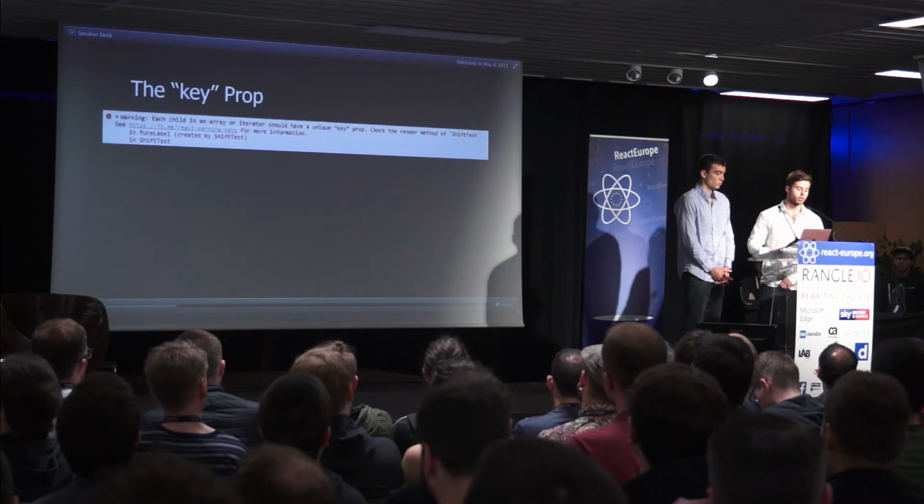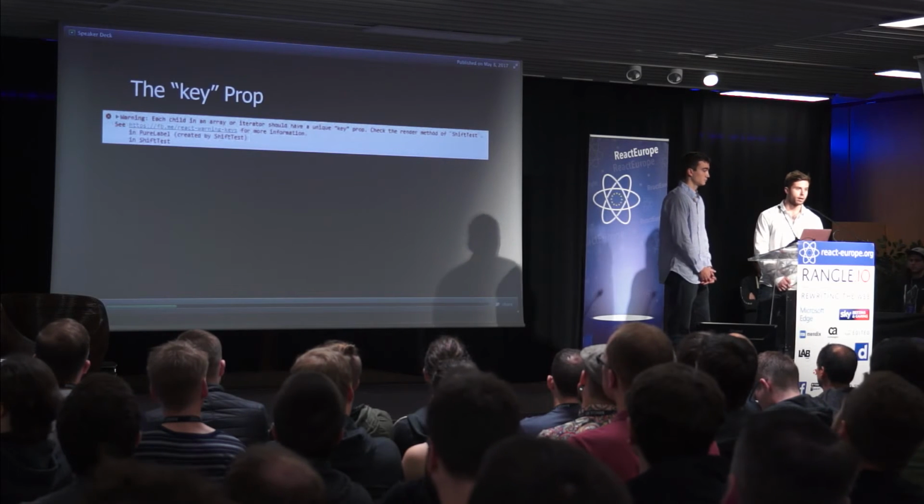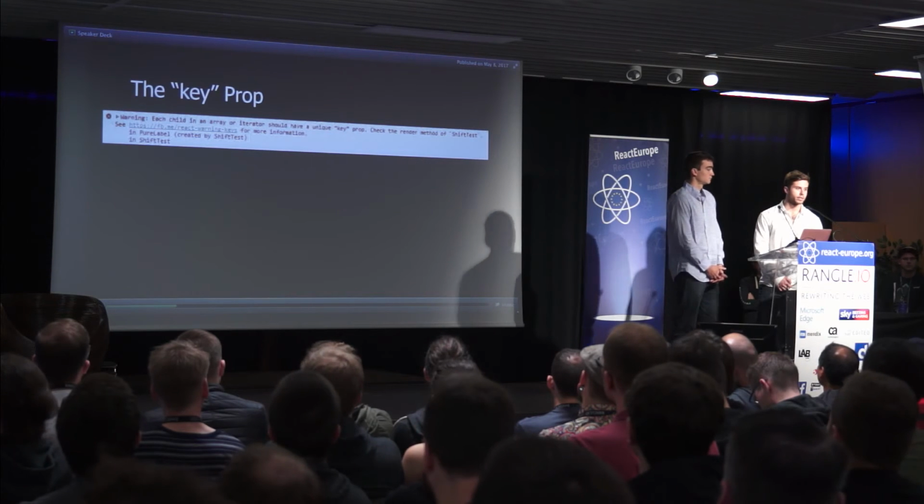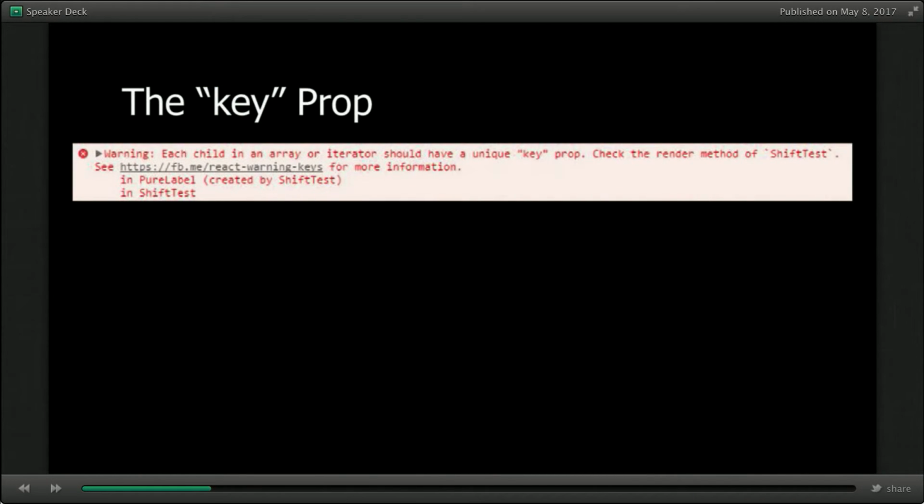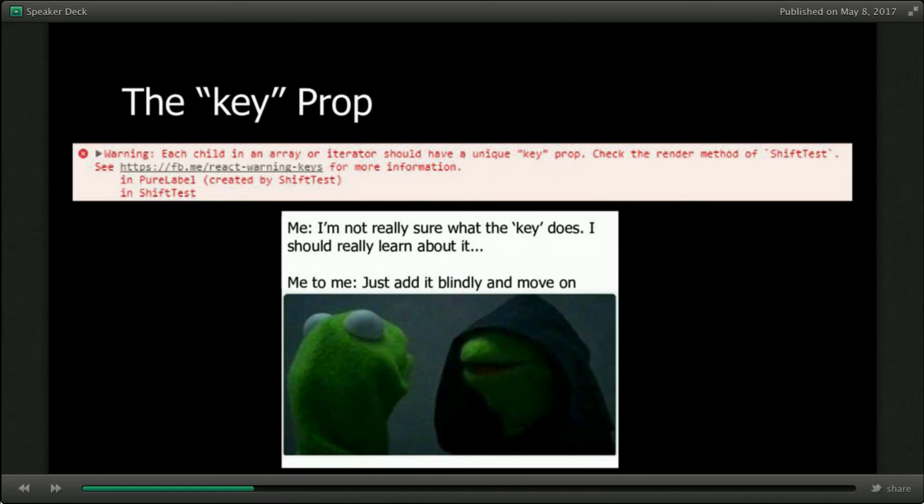with arrays. So this error message, I think pretty much everyone who started to work with React has seen this. It says that each child in an array should have a unique key prop. So the first time you see it, you probably react like this. You're not really sure what the key does. You just add it anyways, move on, and you just know it affects performance. We're just going to dive a little bit deeper into what that means.